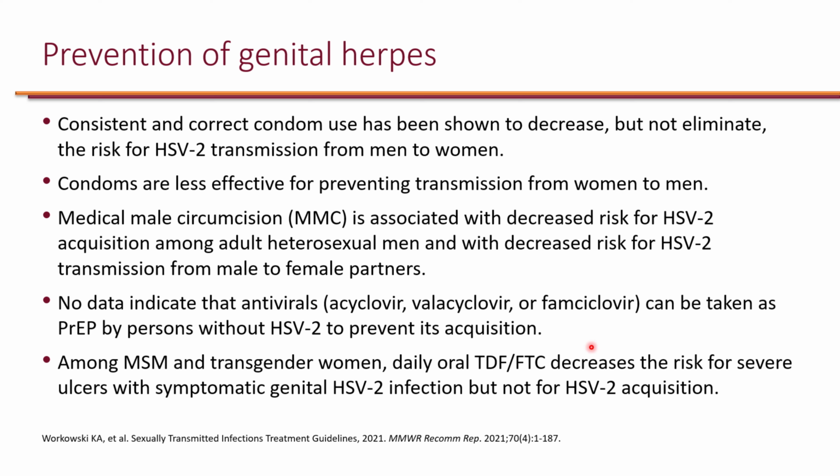Now, currently there is no evidence that pre-exposure prophylaxis with anti-herpes antivirals such as acyclovir, valacyclovir, or famciclovir is effective for preventing HSV2. One thing that's interesting in men having sex with men and transgender women, daily HIV PrEP with Truvada decreases the risk for severe ulcers with symptomatic genital HSV2 infection, but not for HSV2 acquisition. So people who are taking HIV PrEP can still get HSV2. It's just that their ulcers will be less severe.